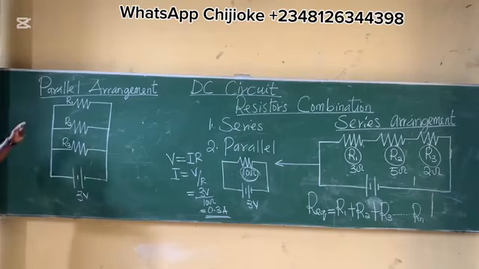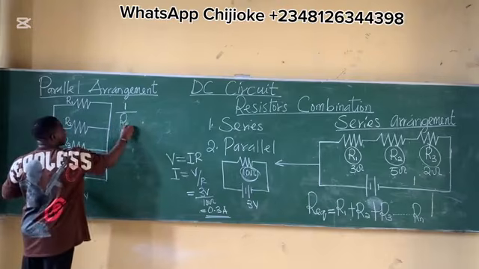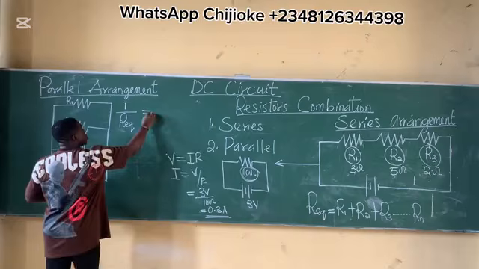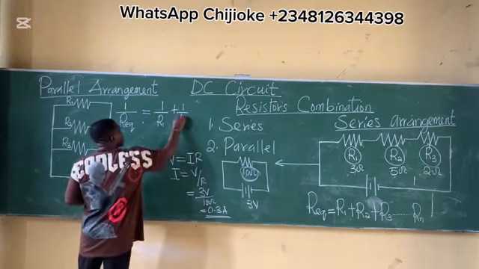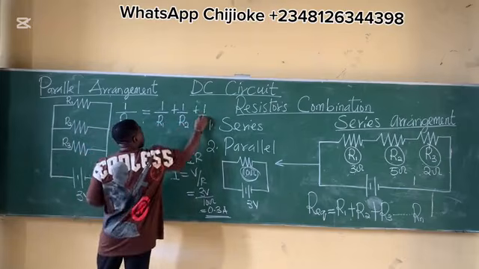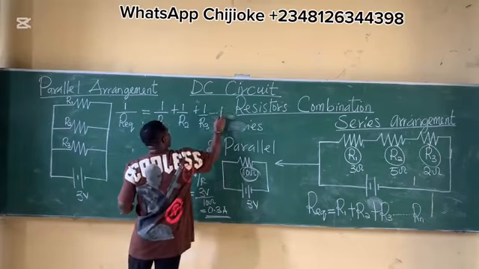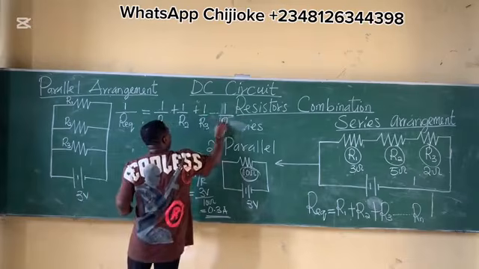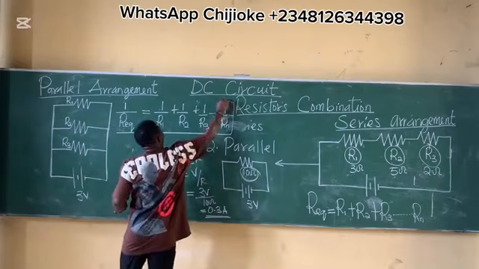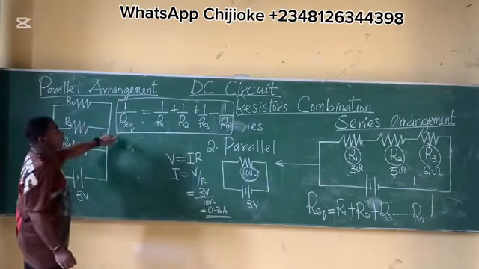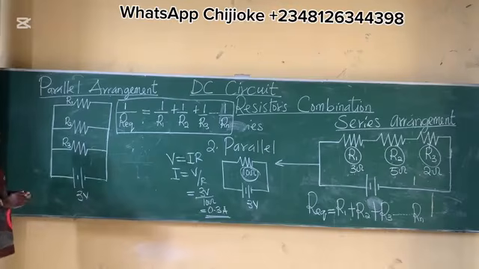If resistors are connected in parallel, their equivalent resistance is 1 over R equivalent, and that is equal to 1 over R1 plus 1 over R2 plus 1 over R3, till you get to the last resistor. This is the formula for resistors in parallel: 1 over R1 plus 1 over R2 plus 1 over R3, for as many resistors as we have.